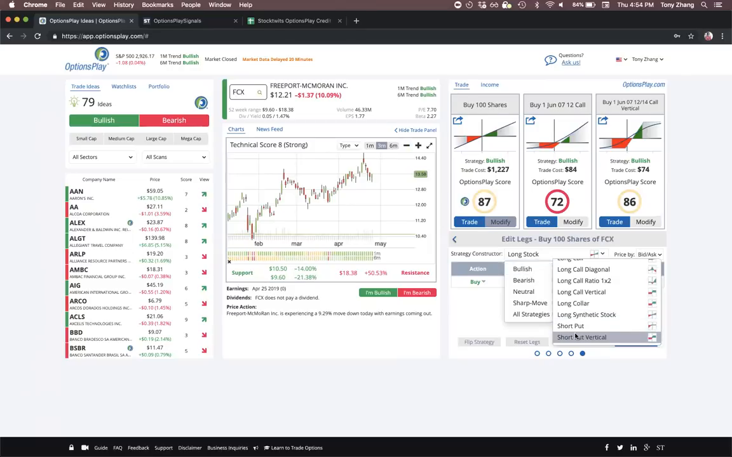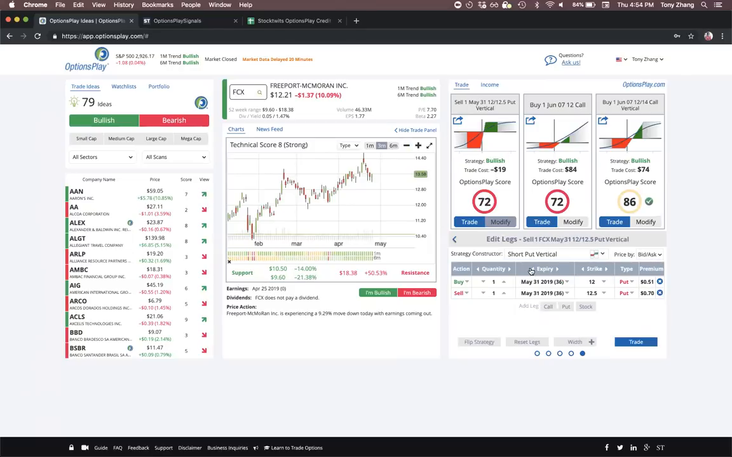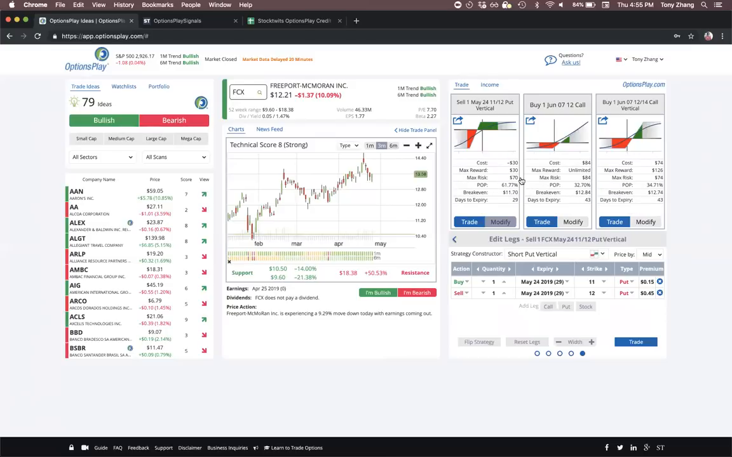So let's again do a short put vertical. Let's look at May 24th, which is roughly 4 weeks out. Here, maybe I'm looking at $1 wide. So maybe I'm selling a $12 put, buying back an $11 put. That collects me around $30, which is, again, roughly a third of the width between that $11 and $12 put. So this is exactly the type of spread that I would be looking at.